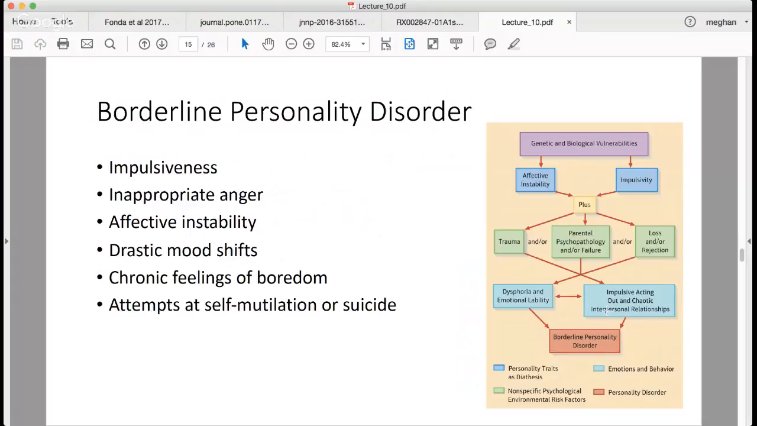It tends to be comorbid with disorders such as mood and anxiety disorders, as well as substance abuse. There's substantial co-occurrence with other personality disorders, especially schizotypal, narcissistic, and dependent personality disorders, as well as histrionic, because of that unstable affectivity.